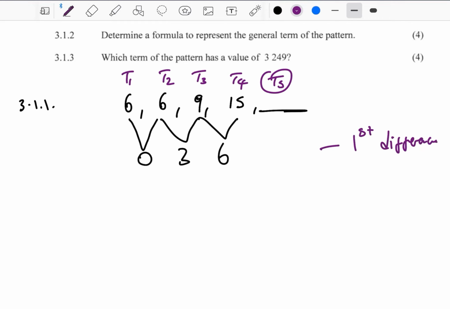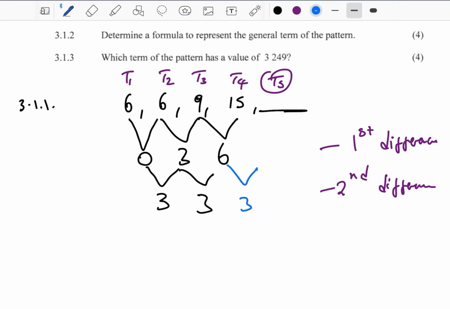From the first difference sequence, you need to find your second difference sequence, and your second difference sequence is always constant. The terms are always constant, meaning you need to see the same term all the way. The difference between 0 and 3 is 3 minus 0, which is 3, and the difference between 3 and 6 is 6 minus 3, that is 3. And we are expecting this, we're expecting the second difference to be the same. Since the second difference is always the same, we just have to put another 3 here.